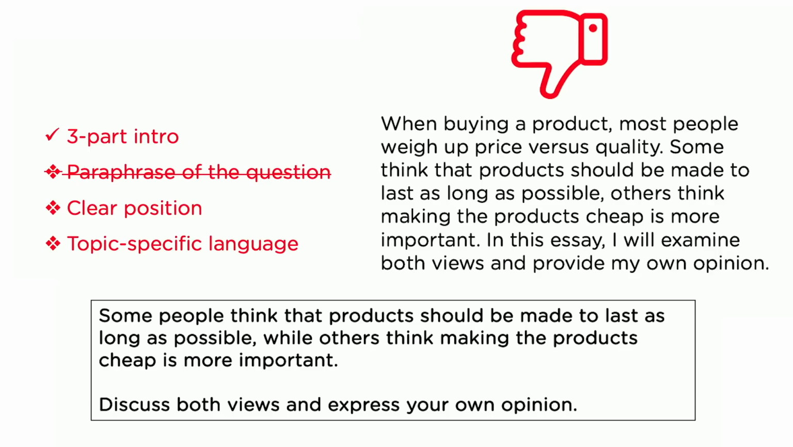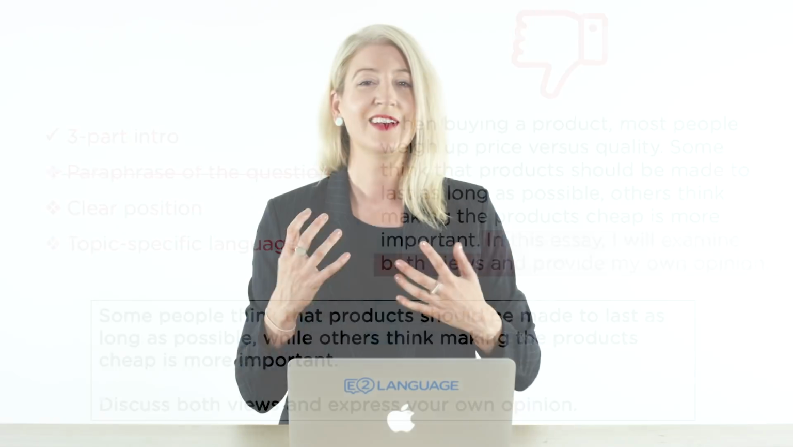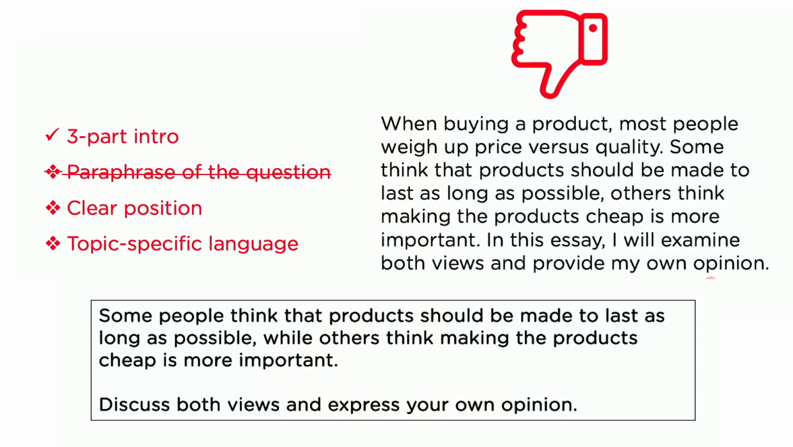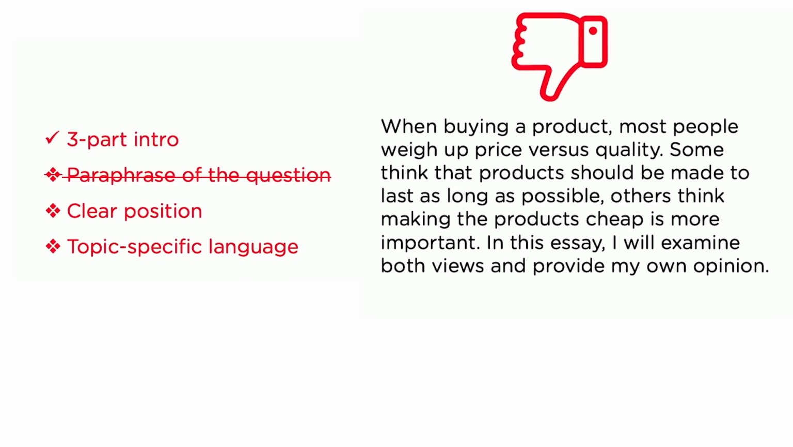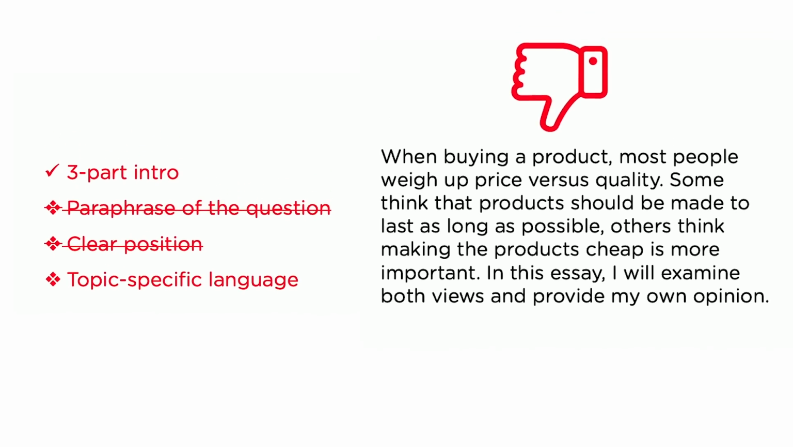Is there a clear position? Let's look at the final sentence. In this essay, I will examine both views and provide my own opinion. So as an examiner, I'm crying here and wondering, what is your opinion? That's what I want to know. I will examine both views and explain why I feel something. So this writer has not provided a clear position.